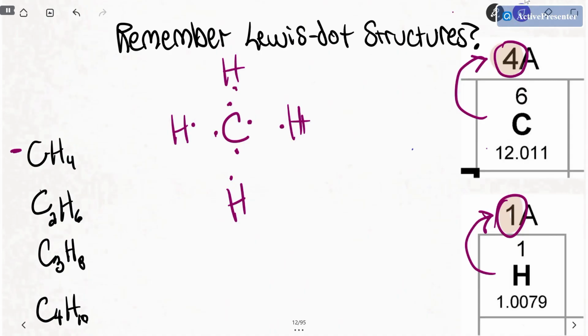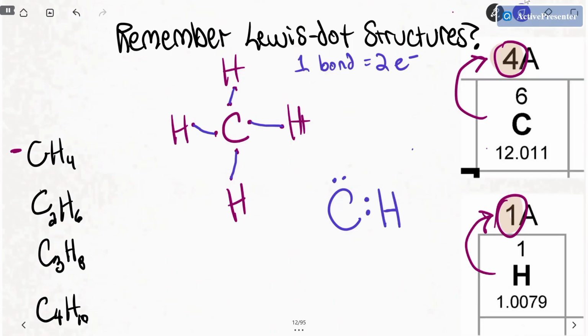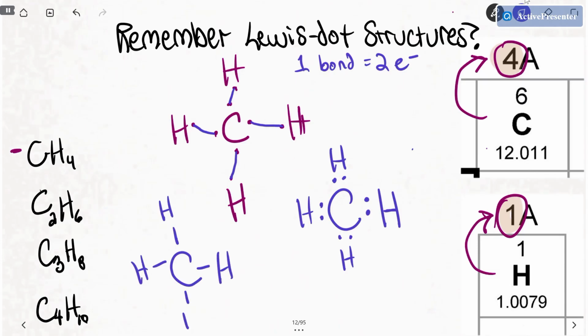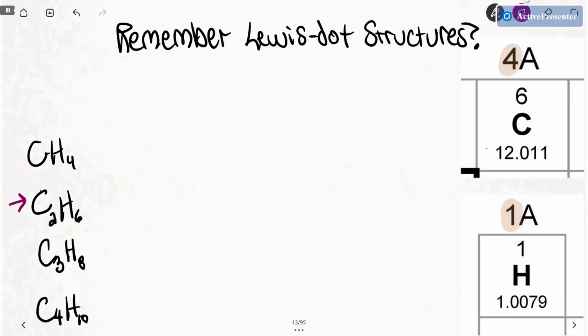Now, when the carbon and hydrogens bond, they're going to bond by connecting their electrons. So each bond has 2 electrons, 1 from the hydrogen and 1 from the carbon. So 1 bond means 2 electrons. 1 from the carbon, 1 from the hydrogen, and the same for each of the four bonds. So in a Lewis dot structure, you can either do the 2 electrons, 1 from the carbon, 1 from the hydrogen, next to each other like that, or you can expand that to be the actual bond between each of the atoms.